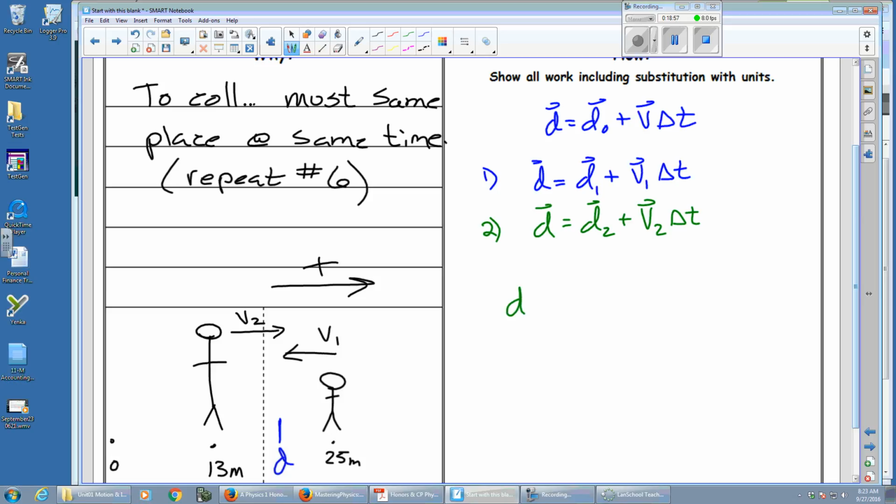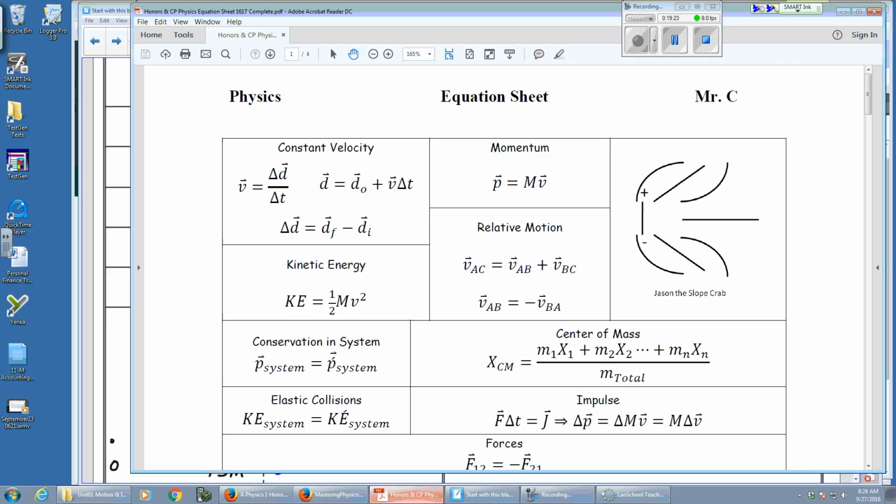So I get D2 plus V2 delta T equals D1 plus V1 delta T. Delta, remember, means change. Okay? That's up on our equation sheet too. Someplace. Oh, it's on like the back page of it.